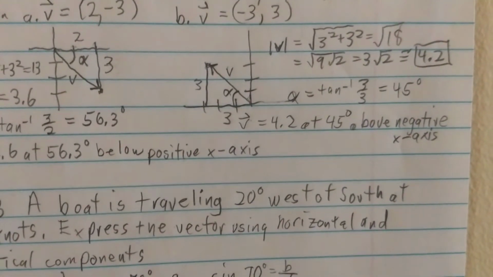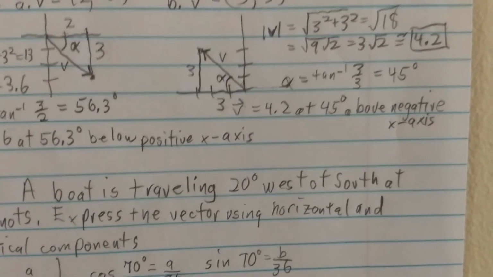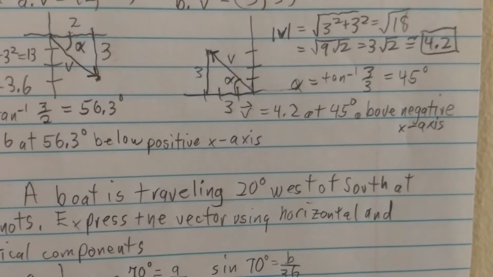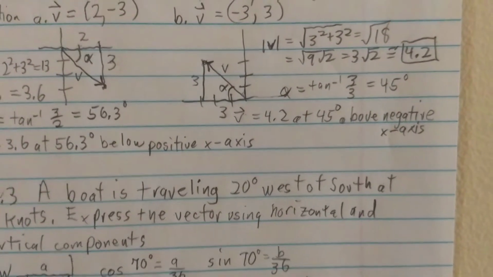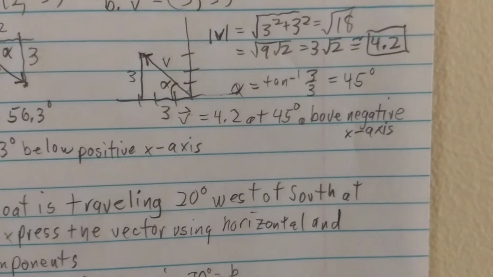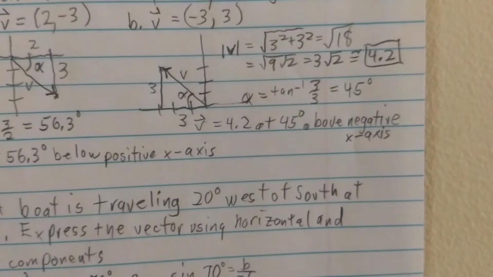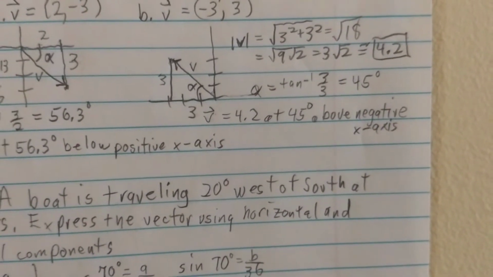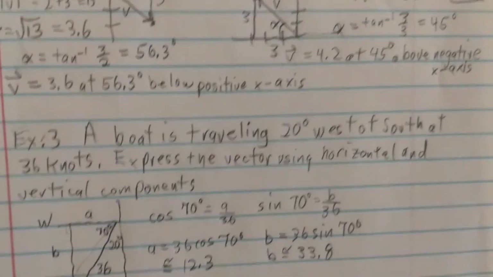Now again, alpha is the inverse tangent of opposite over adjacent, and we're not going to bother with sign here. We do that at the end. So alpha is equal to inverse tangent of 3 over 3, which is always 45. So the vector V is equal to a magnitude of 4.2 at 45 degrees above the negative x-axis. And that's how we account for the sign of the negative 3 on the x.